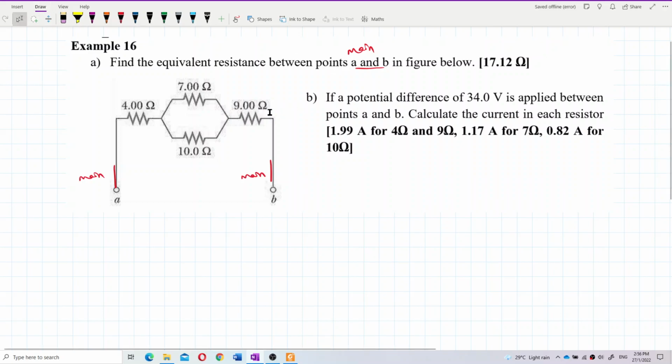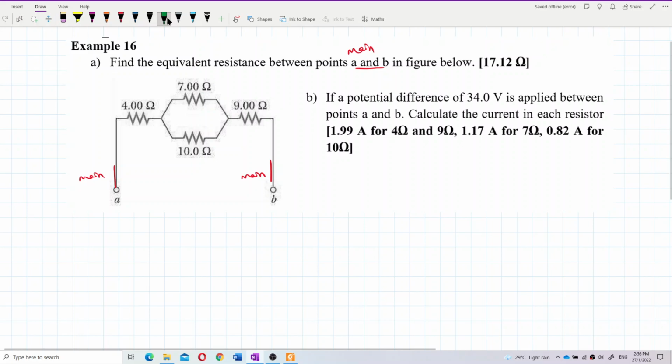Well, okay, actually this is not a complex circuit. It looks simple to me. The 7 ohm and 10 ohm should be in parallel. Combine these two, then we have 3 resistors in series. Then we combine all of them in series, and we can get the total resistance, right? So let us straight away do it.